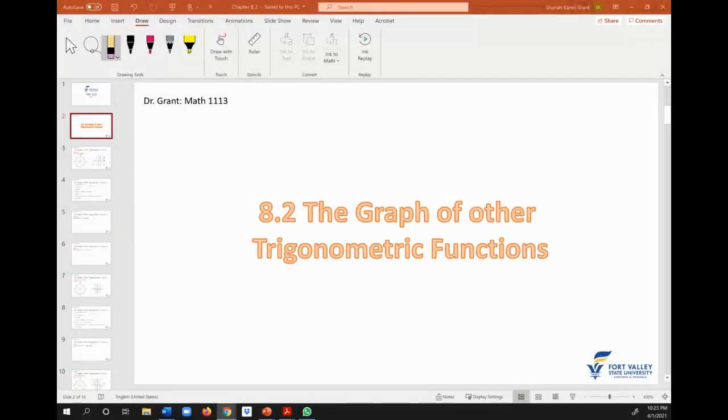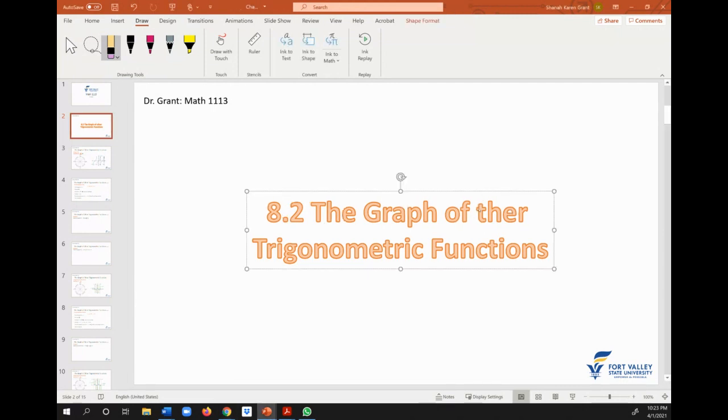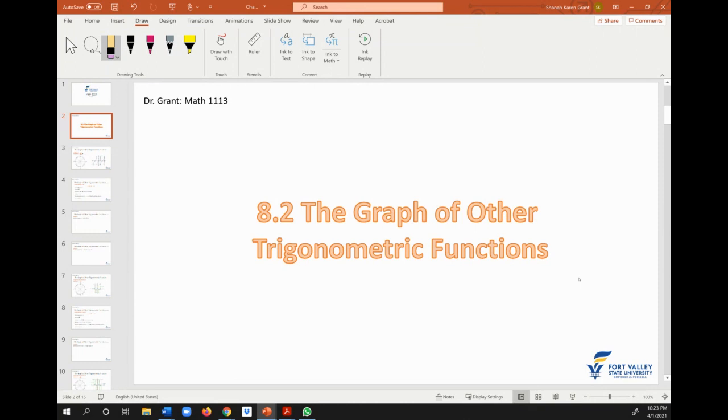In this lecture, we're going to discuss section 8.2 that talks about the graph of other trig functions. So previously we looked at the graph of sine and cosine. In this section, we're going to look at the graphs of tan, cotangent, secant, and cosecant.